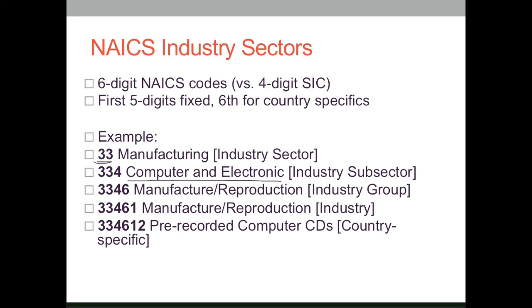3346 is the manufacturing and reproduction of magnetic and optical media industry group. That's a subgroup within computer and electronics, which is a subgroup within the manufacturing industry sector, and so forth. So each grouping is within the grouping above it. The first 5 digits are fixed. We get a 6th digit for things that are specific to countries.